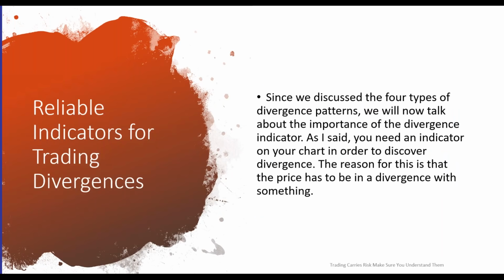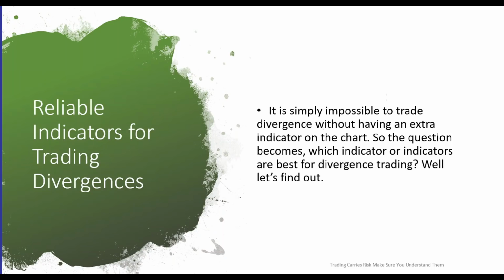Since we discussed the 4 types of divergence patterns, we'll now talk about the importance of the divergence indicator. As I said, you need an indicator on your charts in order to discover divergence. The reason for that is the price has to be in a divergence with something. It's simply impossible to trade divergence without having an extra indicator on your charts. So the question becomes, which indicator or indicators are best for divergence trading?